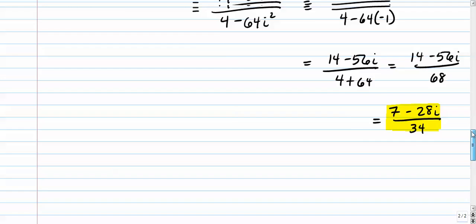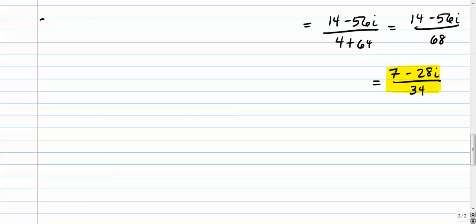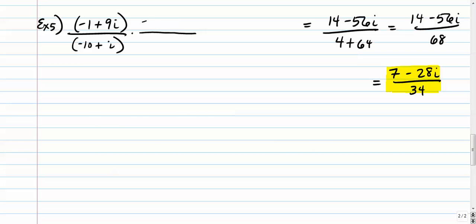Okay, one more here, number 5, another division. Let's divide binomials. Negative 1 plus, we'll use a different number here, 9i divided by negative 10 plus i. So when you have a division, again, you're going to want to multiply by the conjugate, the complex conjugate. You're going to keep the real number the same. You're going to change the sign of the imaginary part. So the complex conjugate of negative 10 plus i is negative 10 minus i.